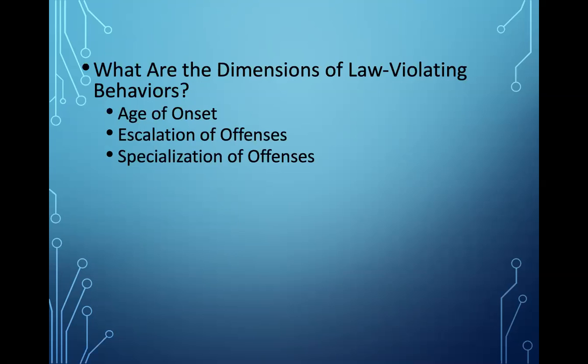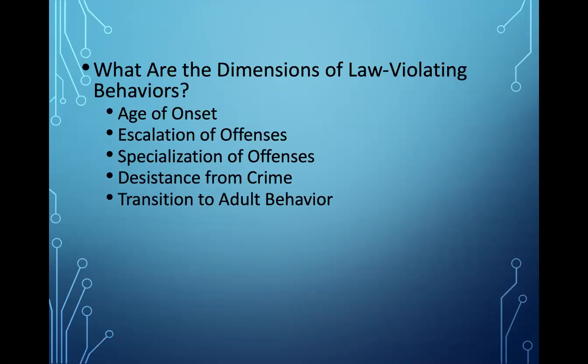And is there any specialization of offenses? Does a juvenile just kind of decide, I want to commit a certain type of crime? Is it random? Is it not? And desistance from crime, does it just stop all of a sudden? Is it the same for all juveniles? And is there a transition when a juvenile becomes an adult?